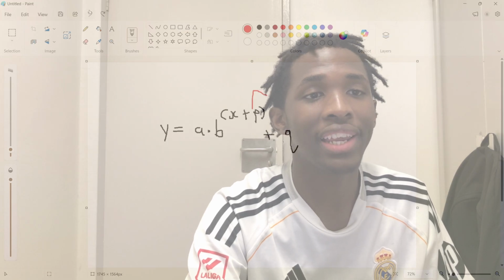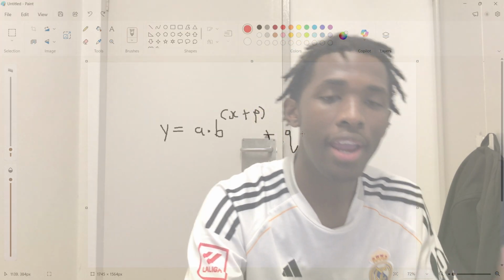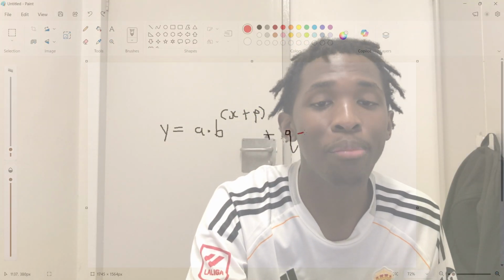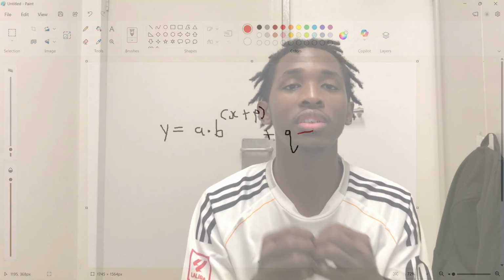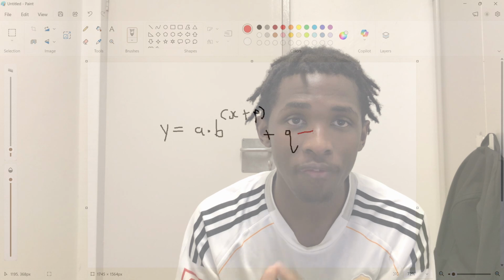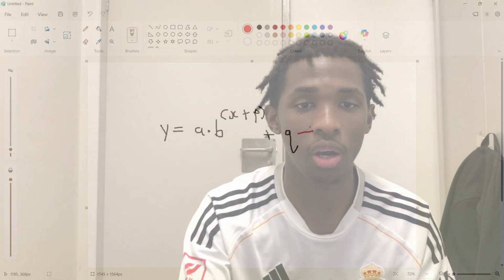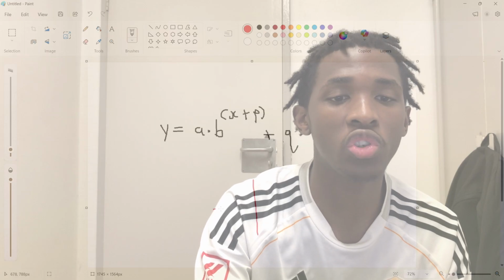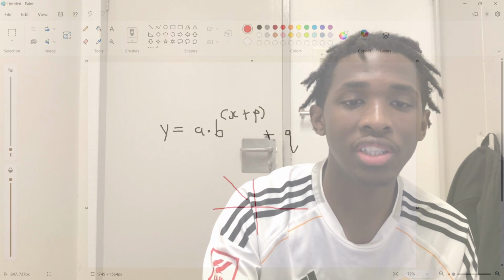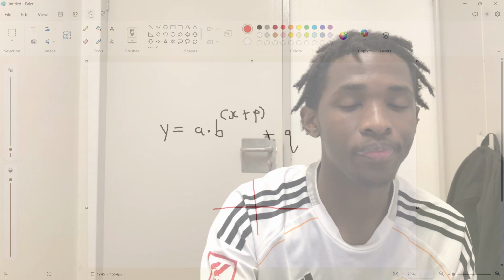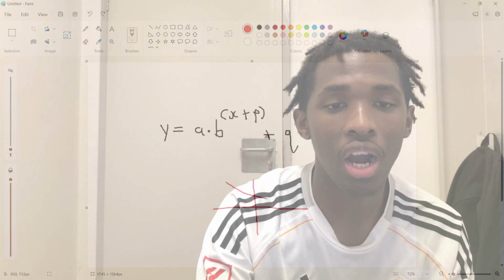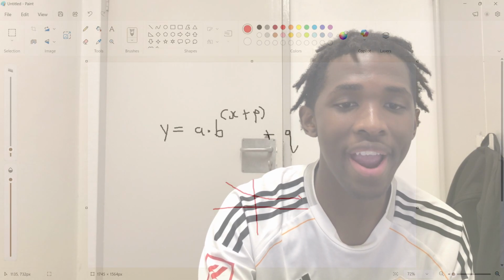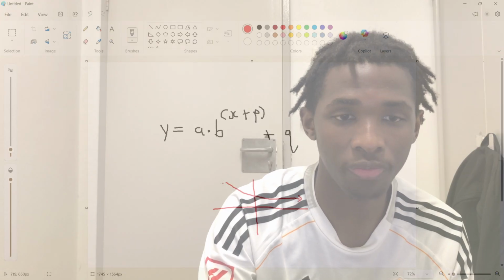So when I'm saying effects of A, B, P, and Q, what I mean is how are these variables affecting our function, our graph. So if we have a graph, how does the value of A affect my graph?